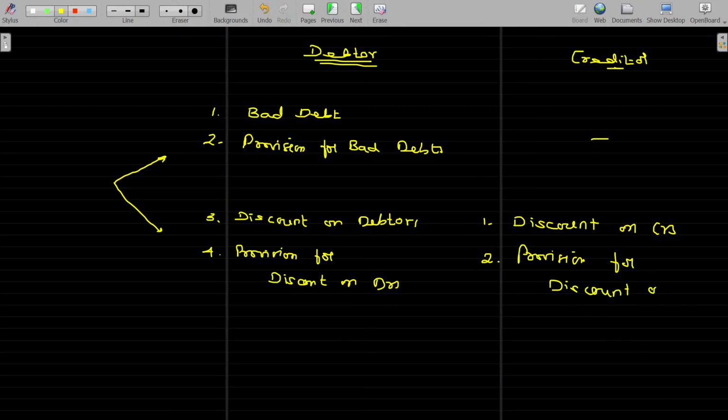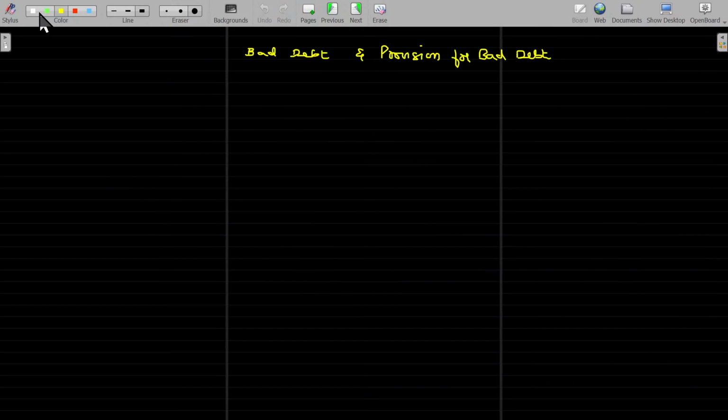Okay. So these are the set of six adjustments you have to master. Especially in final accounts, these will be very important adjustments, right? So we'll see one after another then. We have bad debt and provision for bad debt here to be adjusted, right?